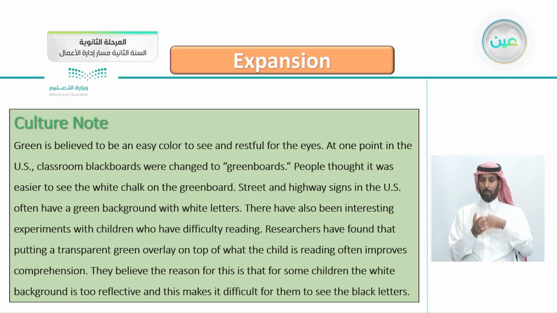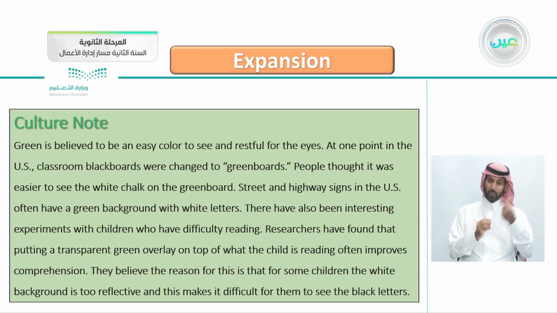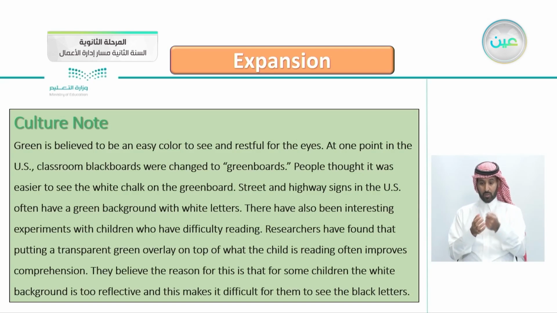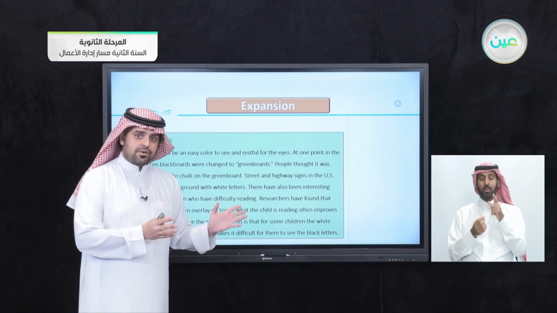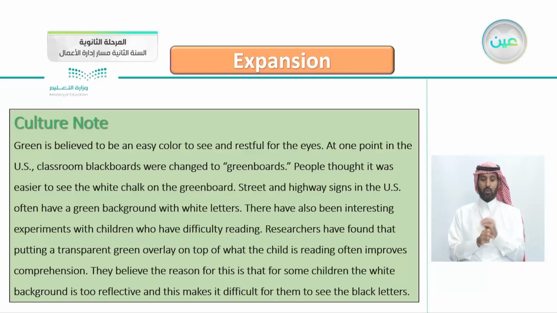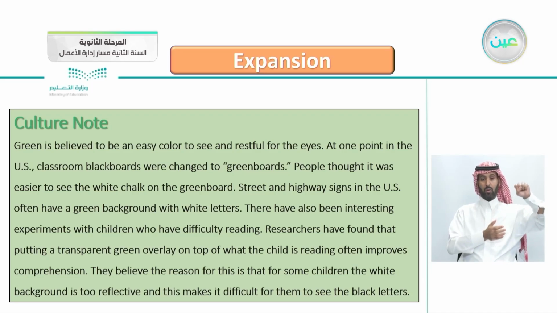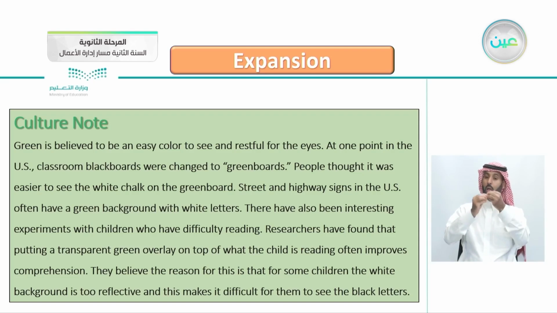At one point in US classrooms, blackboards were changed to green boards. People thought it was easier to see the white chalk on the green board. So now some classes have green boards instead of black boards. Street and highway signs in the US often have a green background with white letters.